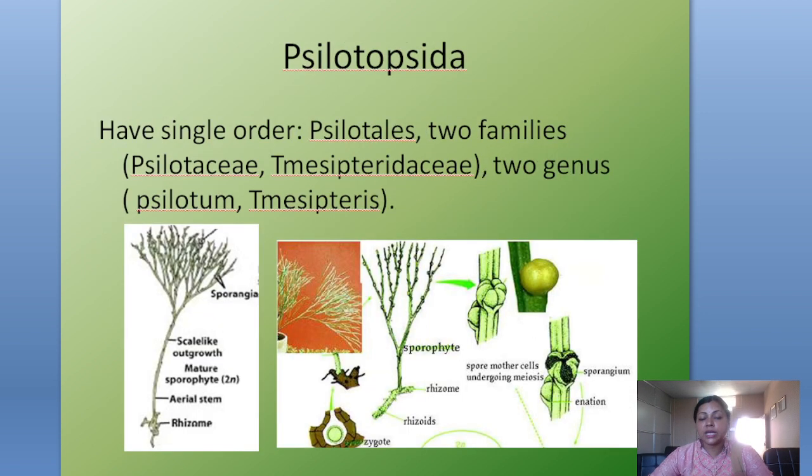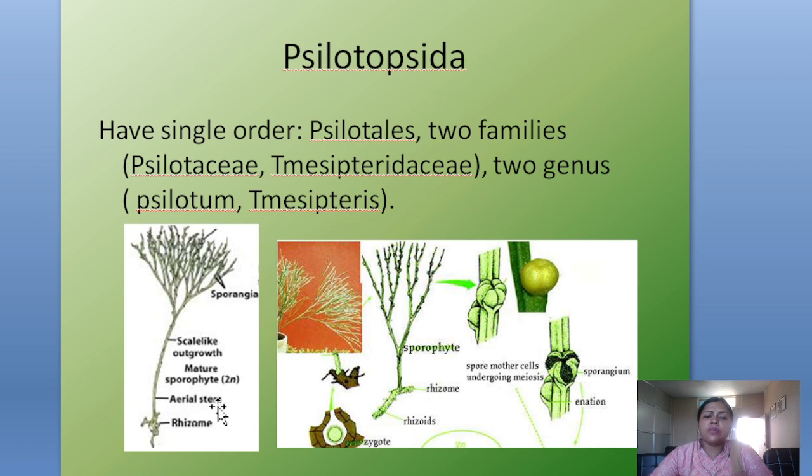Let's come to the second group, the Psilotopsida group. It has a single order, Psilotales, and only two families, Psilotaceae and Tmesipteridaceae, where each family has a single genus, Psilotum or Tmesipteris. You can see one picture of this fern.